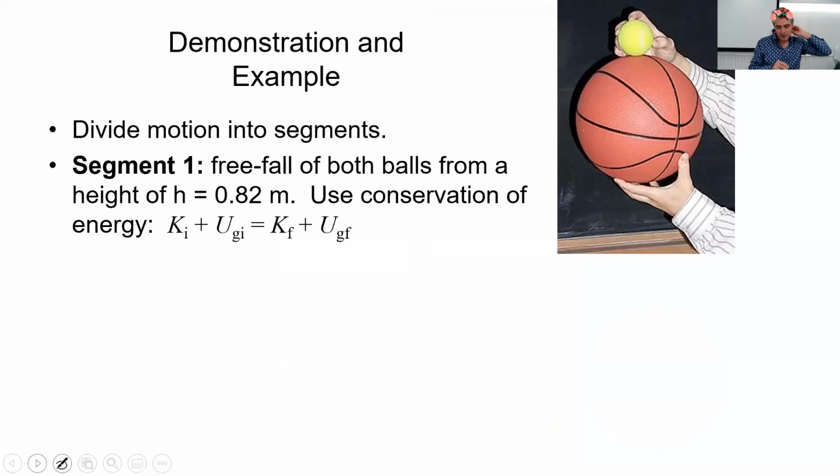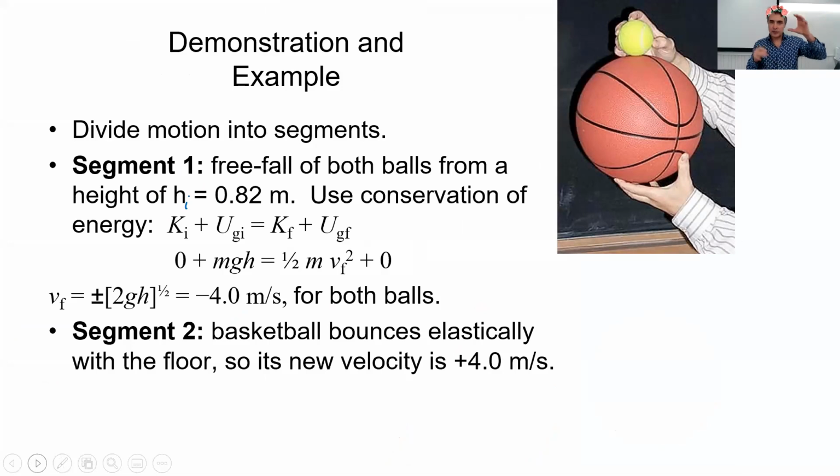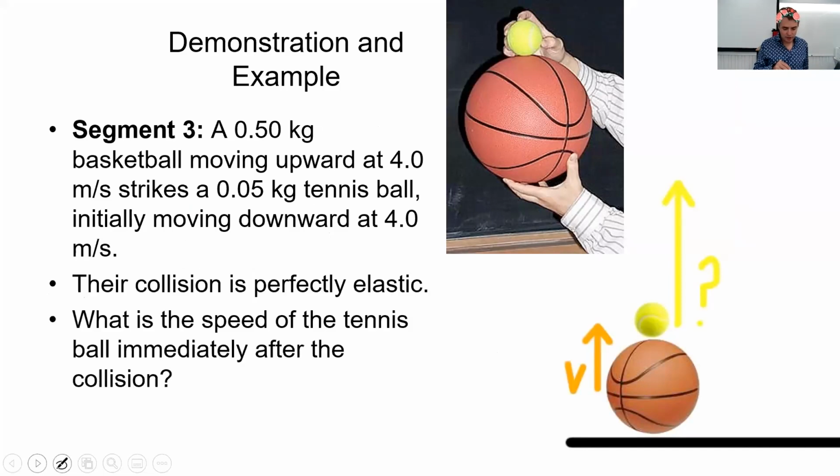Segment 1, if they have an initial height of 0.82 meters, then you can use conservation of energy. You end up with -4 meters per second for both balls. Segment 2 is that the basketball collides elastically with the floor and it's then going at +4 meters per second. And then segment 3 is what you've got: a basketball moving upwards at 4.0 meters per second and a tennis ball moving downwards at 4 meters per second. So their collision is perfectly elastic. What is the speed of the tennis ball immediately after the collision?